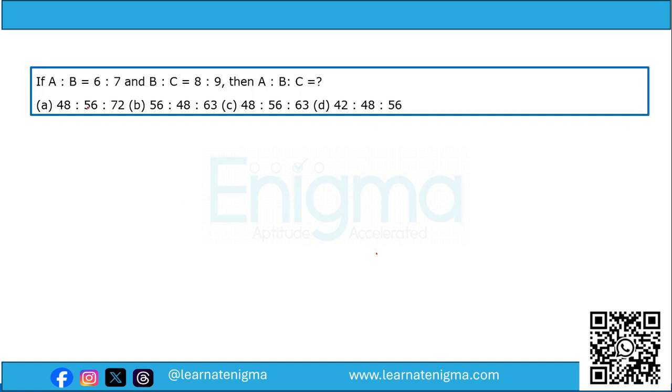If A is to B is equal to 6 is to 7 and B is to C is equal to 8 is to 9, then A is to B is to C is? Now, you can write down the three alphabets A, B, C in a straight line. Now, the first ratio given to you is A is to B.